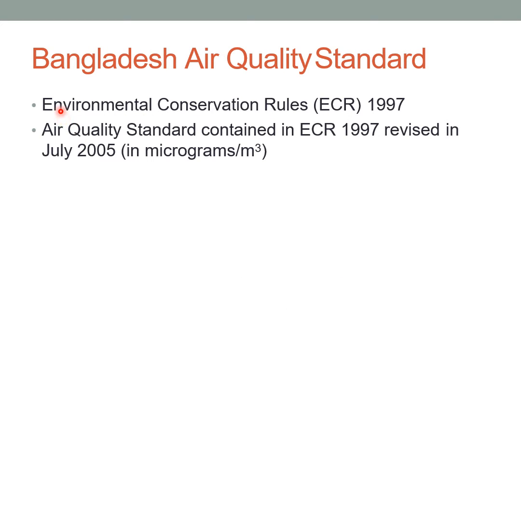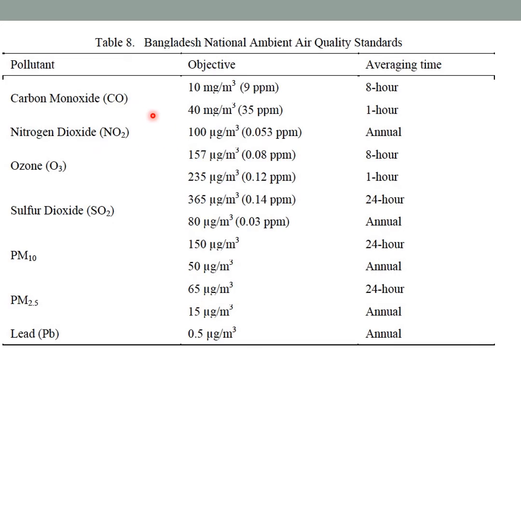So the Bangladesh Environmental Conservation Standards were standardized by the Environmental Conservation Rules in 1997 and revised in July 2005. This table shows the air quality standards for Bangladesh.